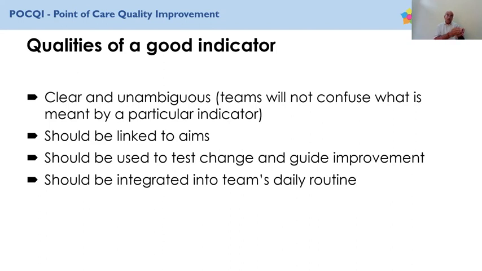What you want to improve, the outcome or process indicator must be linked to it. It should also be used to test whether we are changing in the right direction, whether we are having an improvement or not. And at the same time, we should have an indicator which we can easily measure. All the team members can measure and check whether we are going in the right direction or not. So these would be the qualities of a good indicator.